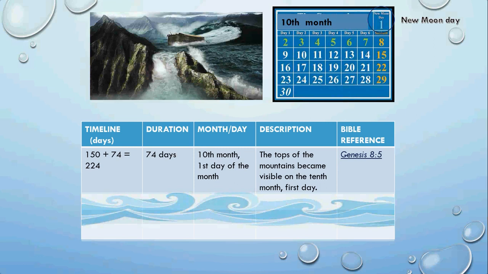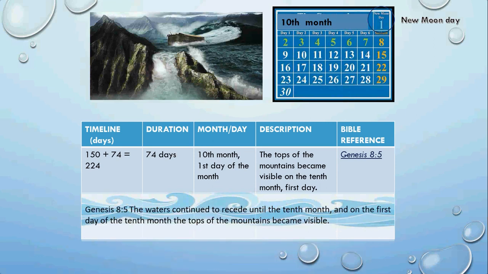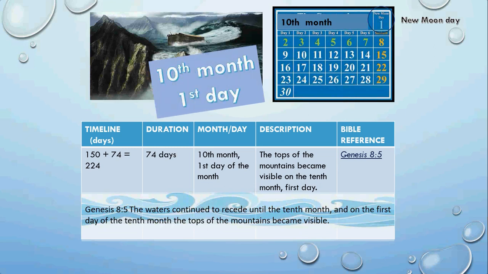Okay, so now we have another duration, 74 days, and the month is the 10th month, the first day of the month. The tops of the mountains became visible on the 10th month on the first day. Genesis 8:5: The waters continued to recede until the 10th month, and on the first day of the 10th month, the tops of the mountains became visible. And here we go again with our timestamp, which, the first day of the month, would be New Moon Day.